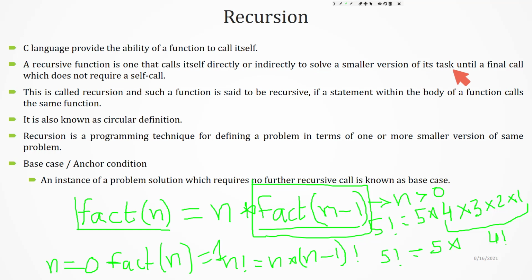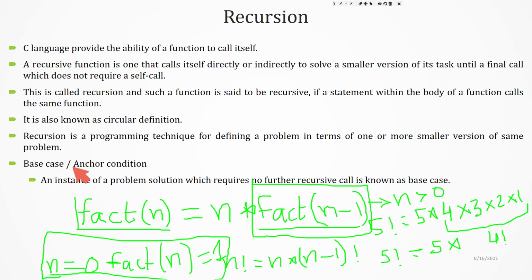A recursive call solves a smaller version of a task until a final call which does not require a self call. So after some point, fact of n minus 1 will call fact of n minus 2, then n minus 3, n minus 4, n minus 5, and at some point it becomes n minus n, which means 0. For 0, we directly know the answer. It is 1. So here there is no self call. Here we directly write the answer as 1.